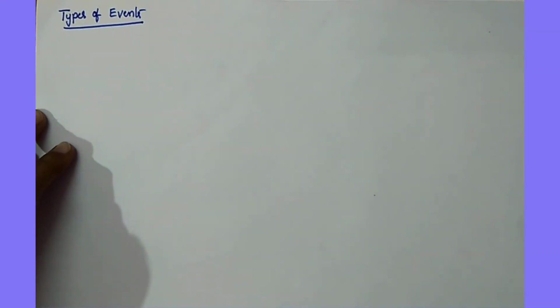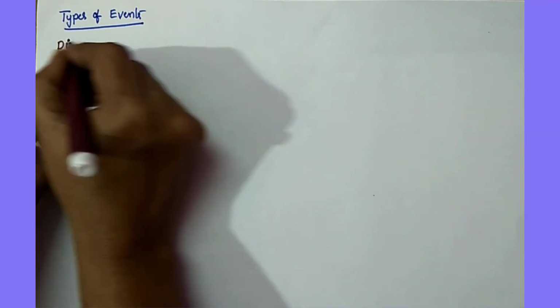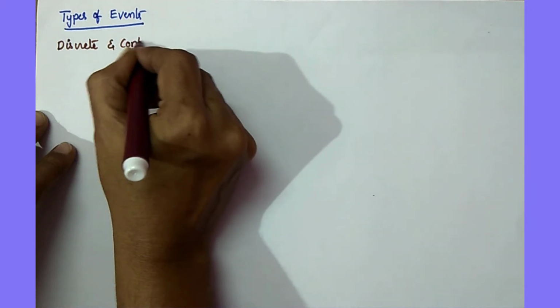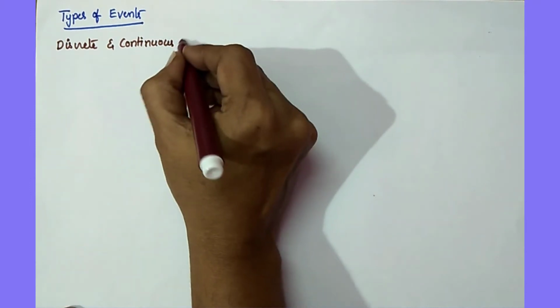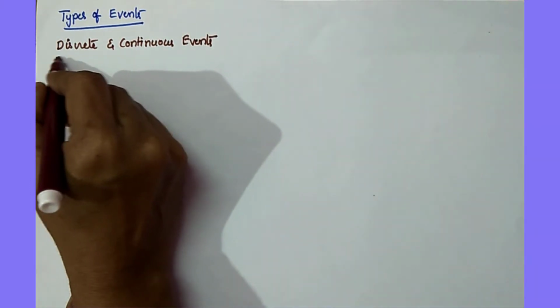Various types of events. First is discrete and continuous events. Discrete and continuous events.